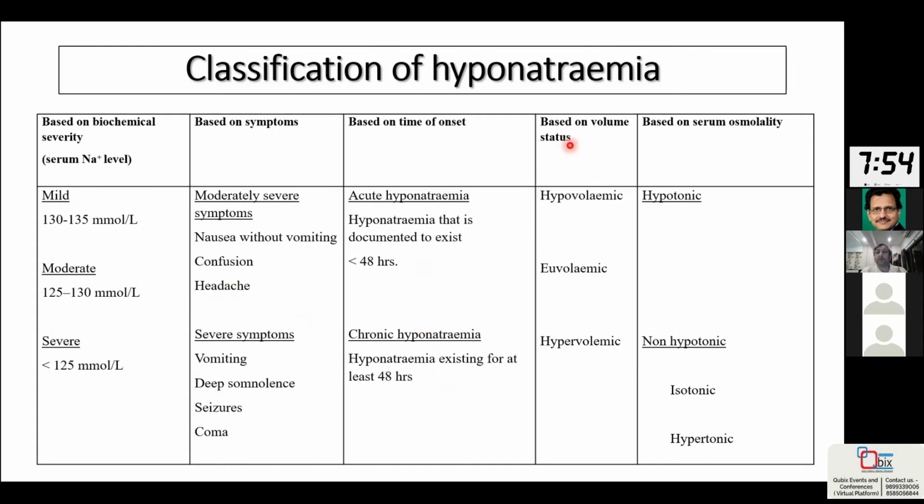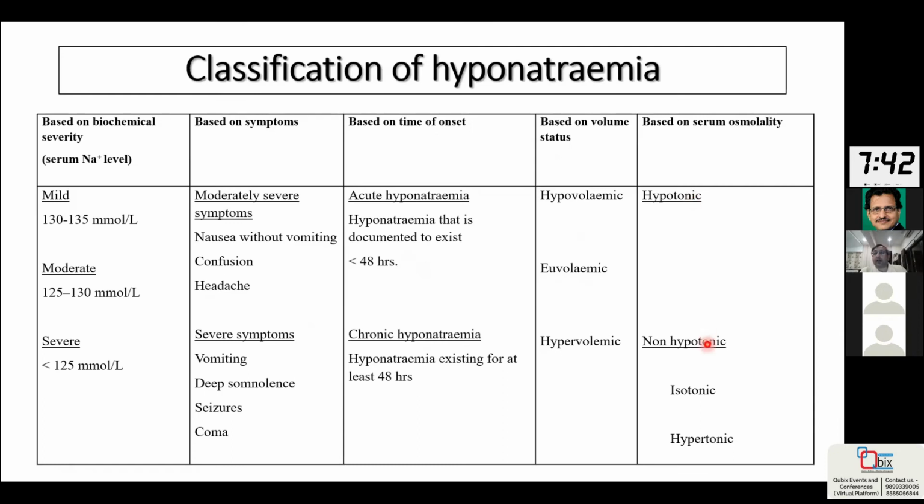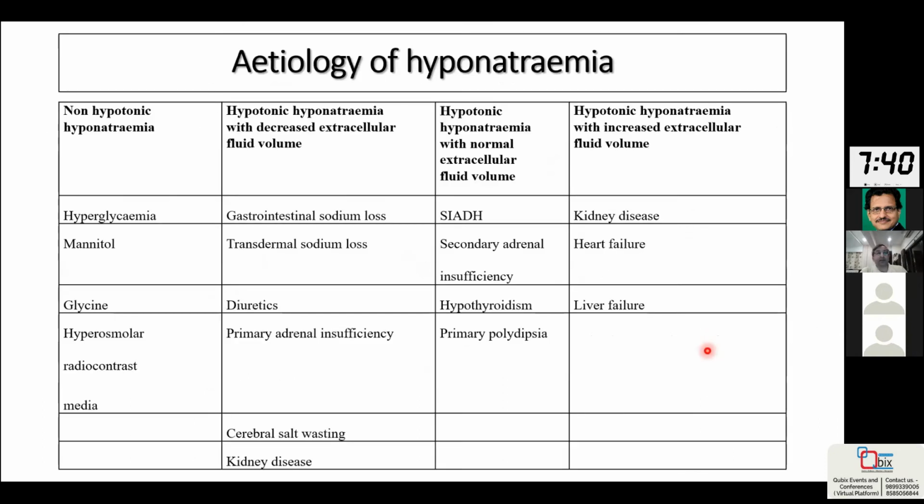So based on volume status, is the patient hypovolemic, euvolemic, or overloaded? This I will come to in a little bit of time. Hypotonic and non-hypotonic, I'll come to that in a minute. So non-hypotonic, hypotonic hyponatremia with decreased extracellular fluid volume. This might sound a little bit confusing, ladies and gentlemen, but I will clarify it when I go into the algorithm tree.